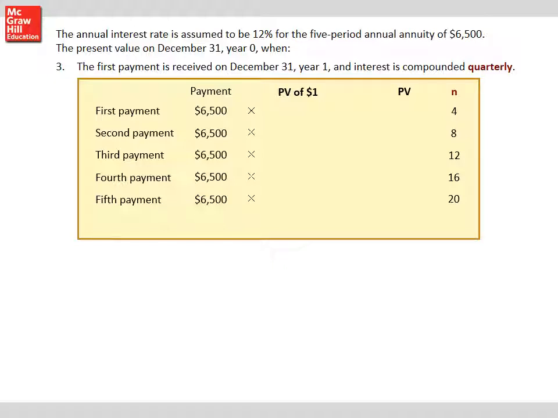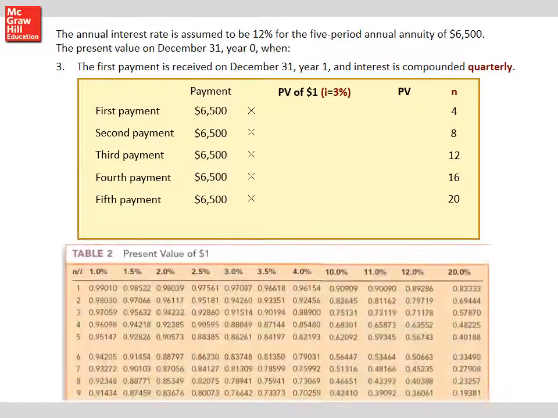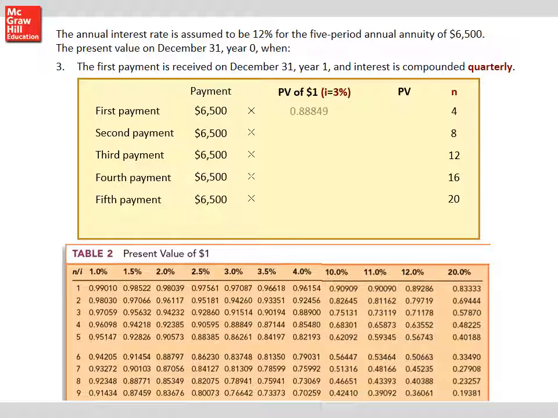And then we will use an interest rate of 3%. So we will use our present value of 1 table, because we're looking at each item. We're saying we want to take $6,500 out at the end of year 1. Interest compounds 4 times a year at 3%. How much should we put away today in order to do that?